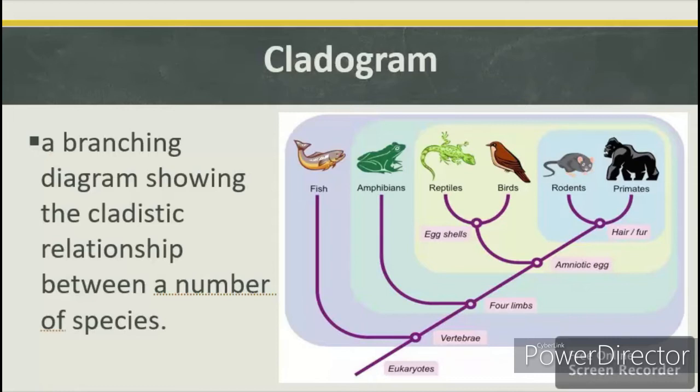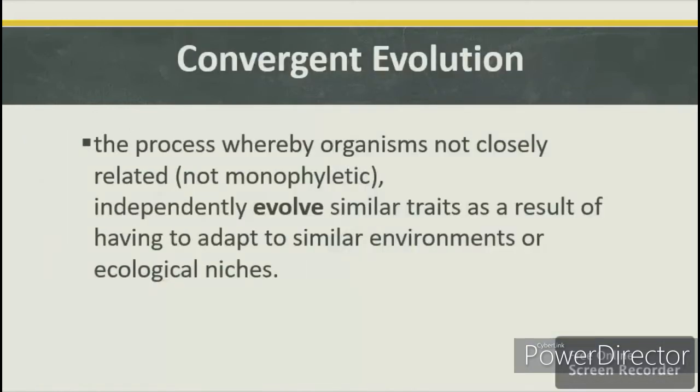For example, a reptile lays an egg and a bird lays an eggshell. So they are considered in the cladogram as an amniotic egg. For the next one, we have the hair or fur, which the rodents and primates have. Okay, so that is what a cladogram is. It shows a branch or the cladistic relationship between a number of species.